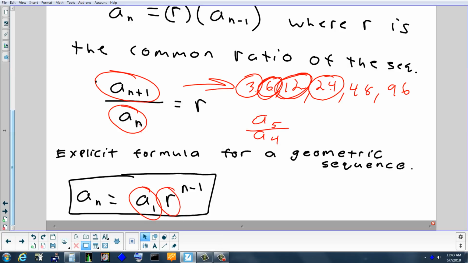1, 2, 3, 4, 5. The 5th term is 48. The 4th term is 24. Divide them, you get 2. But you can pick any 2 you want. If they all come out the same, which they should, then you know you have a geometric sequence.